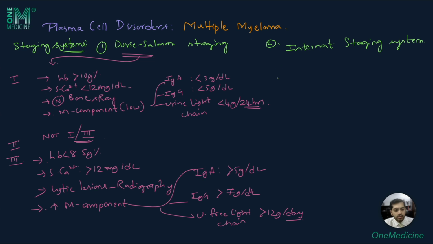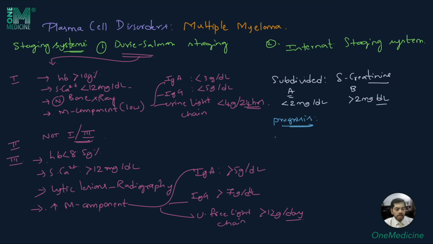Durie-Salmon staging is further subdivided based on serum creatinine levels into stage A and stage B. Stage A is when serum creatinine is less than 2 milligrams per deciliter. Stage B is when it is more than 2 milligrams per deciliter, indicating renal dysfunction. Now, to look at the prognosis, this staging is utilized. So let's look at the stage and median survival.